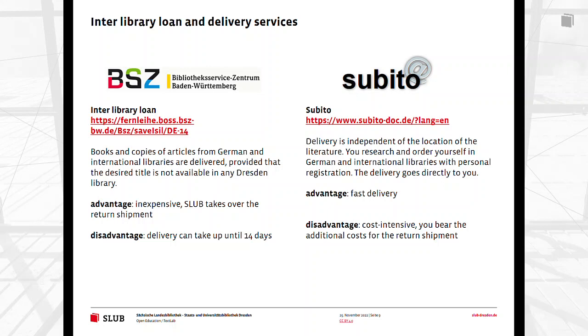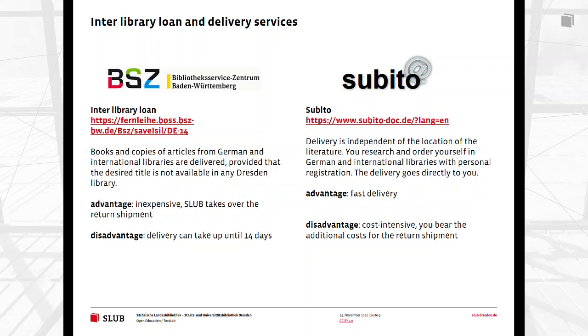The advantage of interlibrary loan is the low price of €1.50 per order. In addition, the SLUB takes care of the return shipment of the books. So you pick up the book normally at the SLUB service desk and return it there as well. The disadvantage of interlibrary loan is that an order can take up to 14 days.